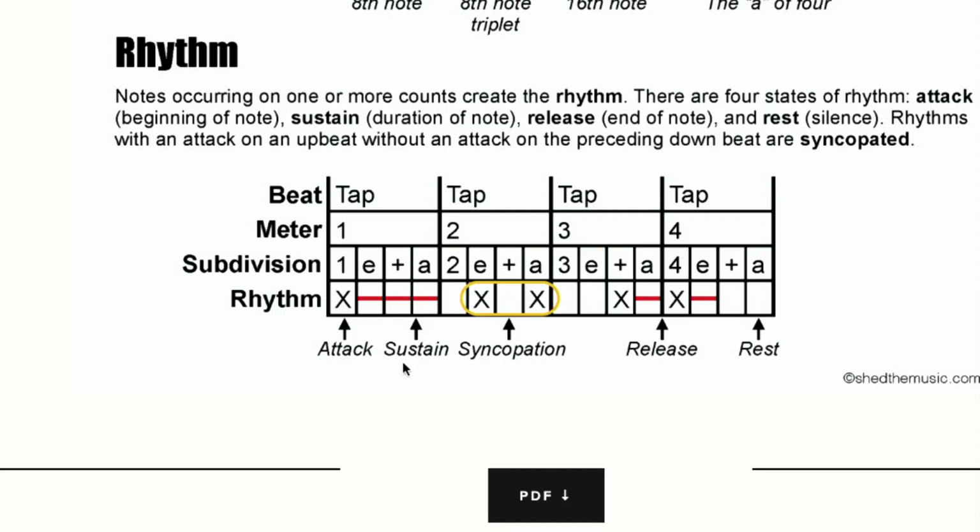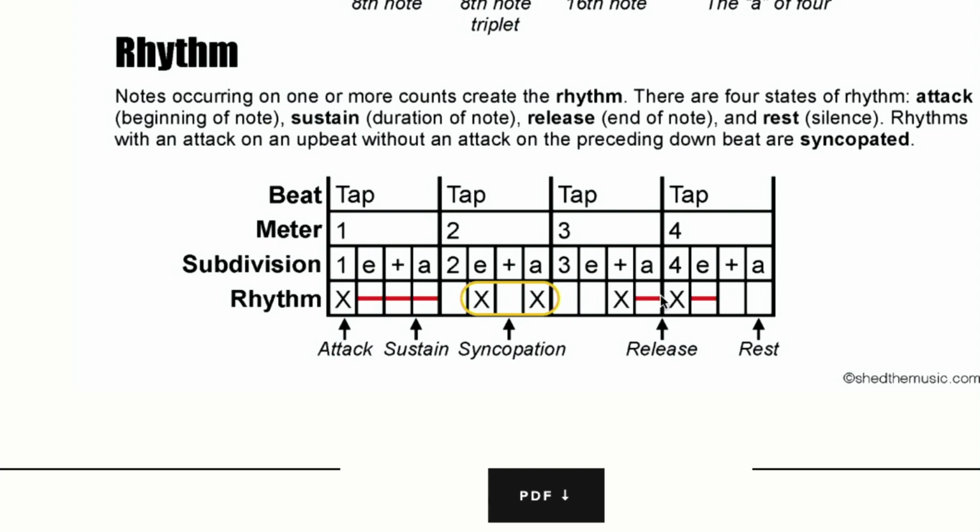That makes sense. So in here, I have a way that we can show an attack, a sustain, a release, and a rest. For an attack, I'm going to use an X since we're not using any pitch. It's just an X. Sustain is just a line. And if there is a subdivision that doesn't have anything in it, that is a rest. When the line ends, that's a release. So this all makes sense.